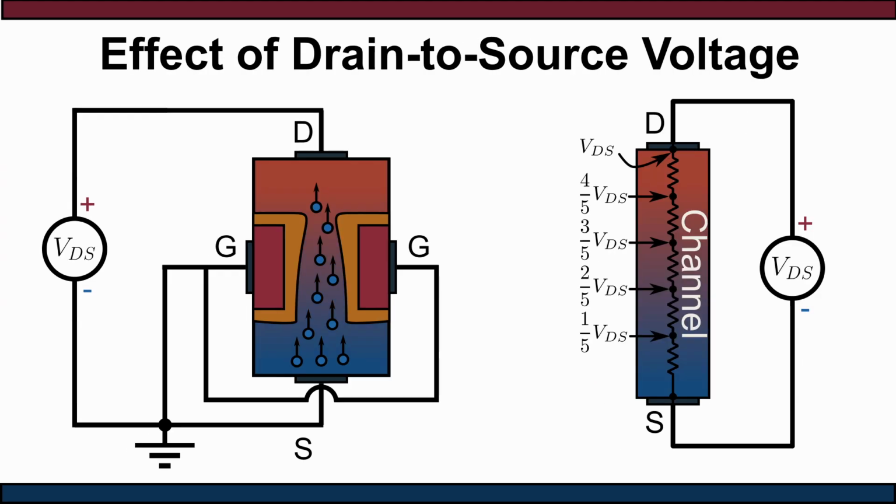But why, when I applied drain source voltage, did the depletion region deform? How does changing VDS affect the channel? Return to the previous illustration with grounded gate and source.